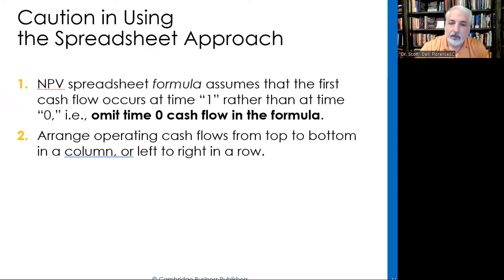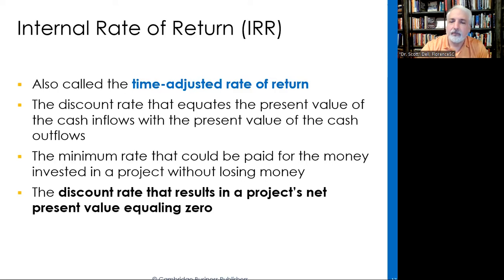Okay. There is a caution. The first cash flow accounts at time 1 rather than time 0. So you admit the time zero cash flow in the formula, and you range top to bottom or left to right in the rows. So it's just a little formatting thing when it comes to a spreadsheet.